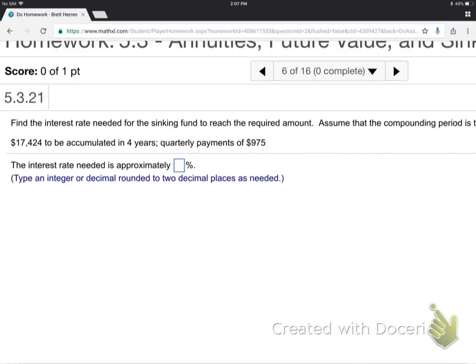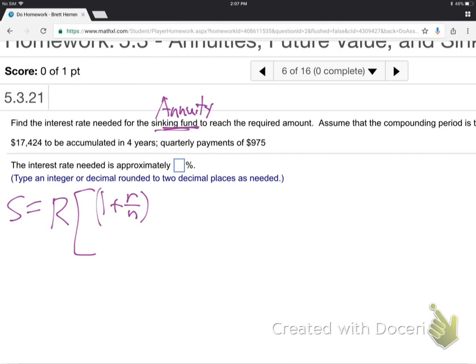Okay, so same formula. A sinking fund is an annuity. It's just a fancy word for annuity. You're sinking money into a fund that's growing and growing. So here we go again. S is R, 1 plus R over N to the NT minus 1 over R over N. Don't forget that minus 1 sometimes. Yeah, MyMathLab also presents this formula a little differently. Anyway, their way's fine too. My way's a little easier for something else. Come see me if you have confusion on that.